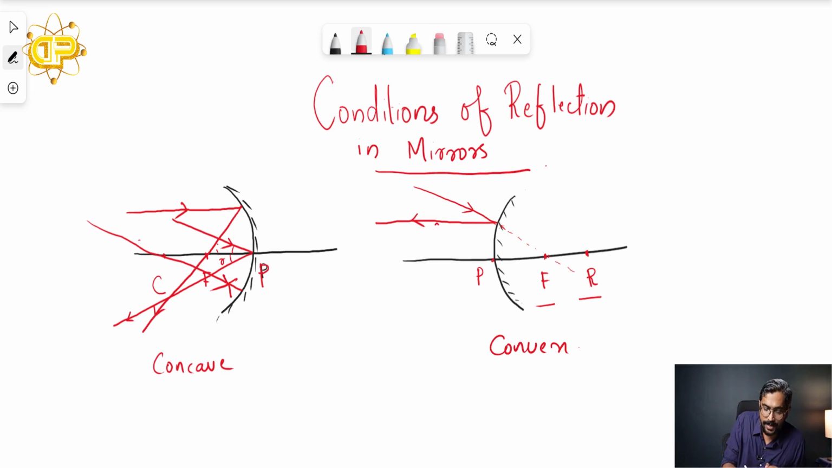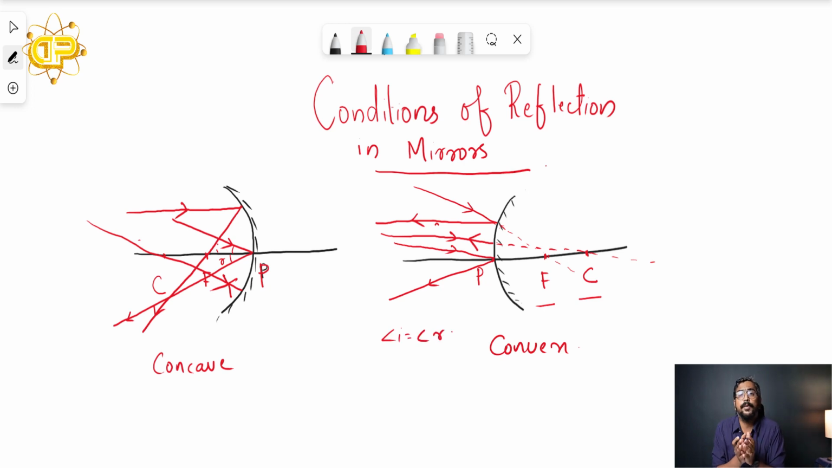And the second condition is that if a ray is passing through the center of curvature, that is, if the mirror is not there, then definitely it will pass through that particular point. You should imagine like that. Then definitely it will rebound back. And the third condition is that if a ray is moving and falls on the pole, then by the law of reflection, the ray will reflect in the case of angle I equal to angle R. So these are the various laws or conditions of reflection that happen in the case of a mirror.